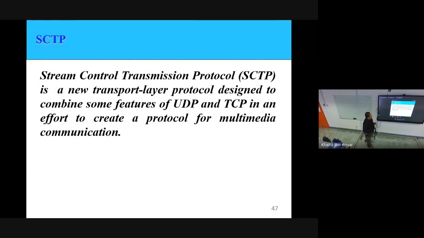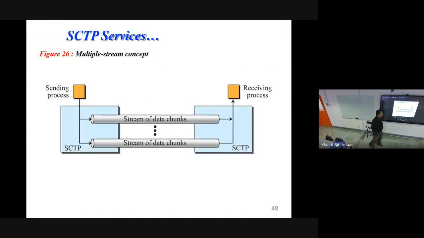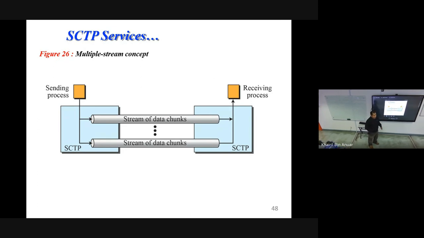Other than TCP and UDP, you can also have SCTP, the Stream Control Transmission Protocol. Basically, it supports other services rather than UDP and TCP, especially since right now we need a very good streaming protocol. So that is where you have SCTP. With SCTP, you can have multiple virtual connections. Here it represents that you can have multiple stream links between the processes.